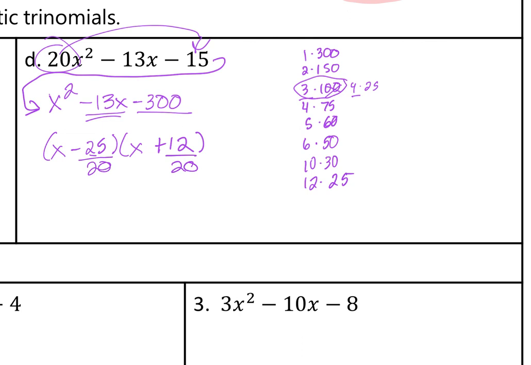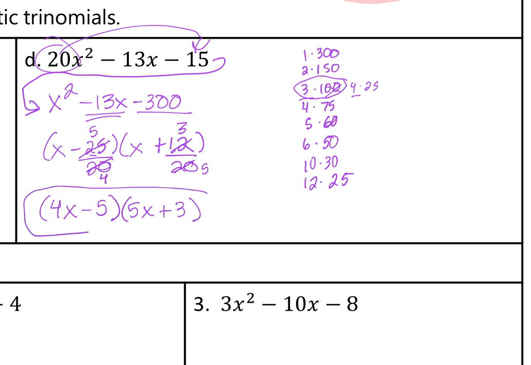We are going to, in both of these, simplify our fractions. This simplifies by 5. This simplifies by 4. And then we're going to take the denominators and move them in front of x. So this is 4x minus 5, and this is 5x plus 3.